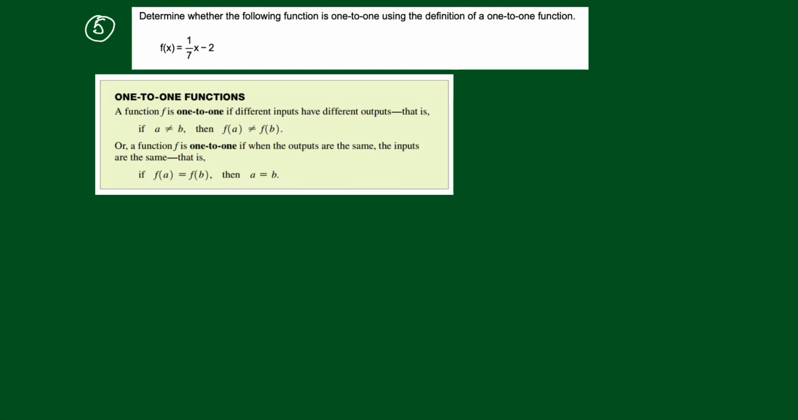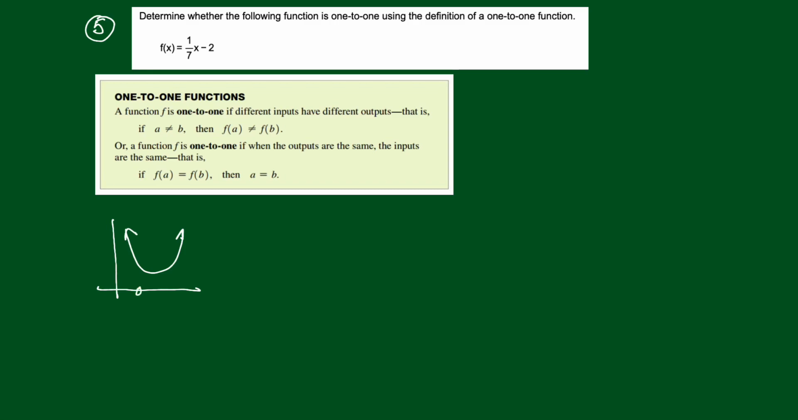Now here's the definition. It says a function is one-to-one if different inputs have different outputs. So every time you put something in, you get some number. If you put something else in, you get a different number. It means like this. Here's one that is not one-to-one. Let me give you a picture of this. Here's a little graph, a function of a quadratic.